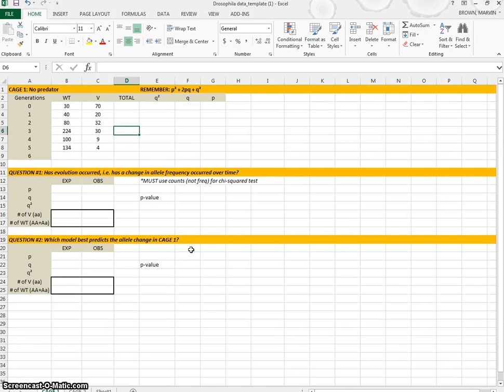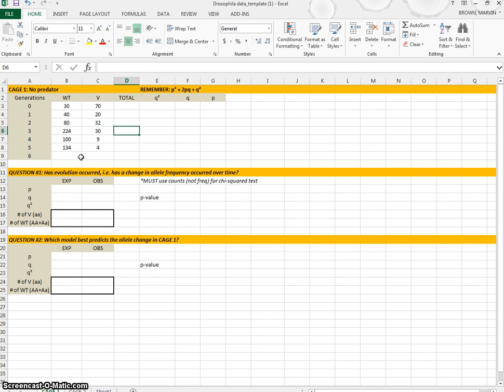Alright guys, I'm going to try this out and see how this works. See if it'll help you follow along and get it pretty well. So what we have is the wild type and vestigials from all generations so far. We will count the 6 generations when we have them.